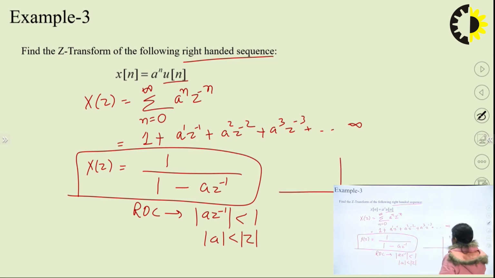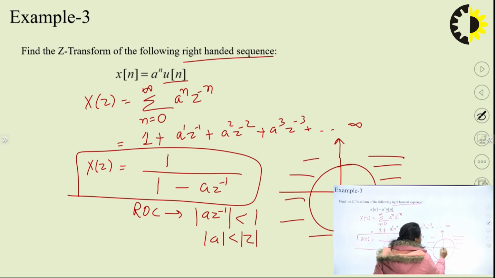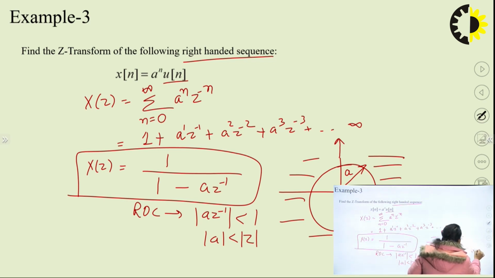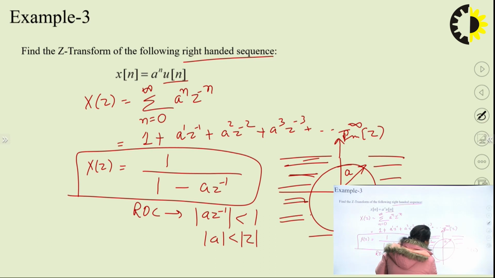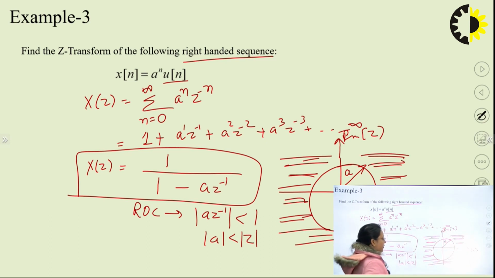So in this case, the ROC will be the outside of this circle, which has a radius of a and is centered around the origin. This is the real part of z, and this is the imaginary part of z. The entire region outside the circle will be the ROC in this case.